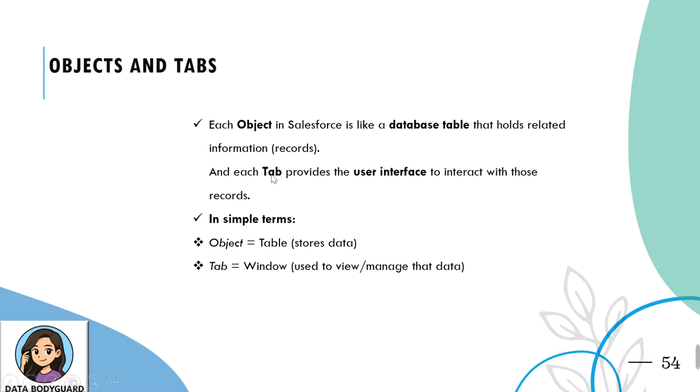Each tab provides the user interface to interact with those records, right? So just for your understanding, an object is like a table. It's a table in the sense that we are storing data, like columns and rows. A tab is like a window used to view or manage the data. That's what we have seen just now.